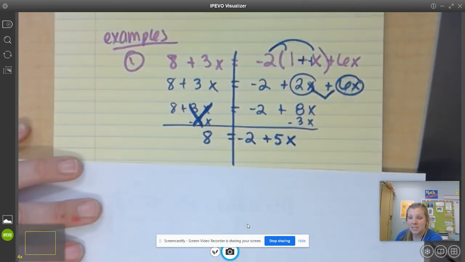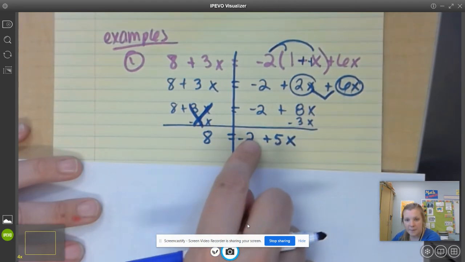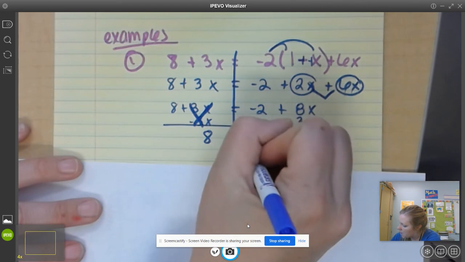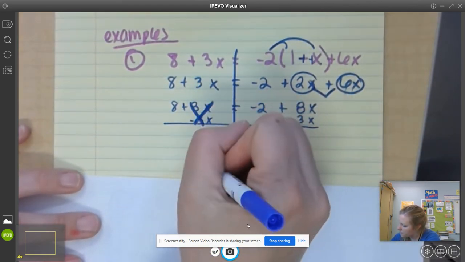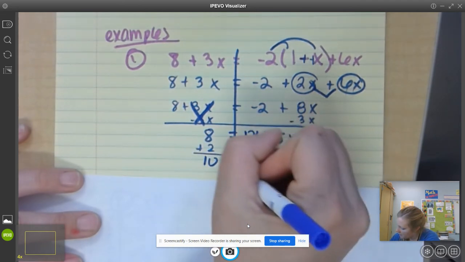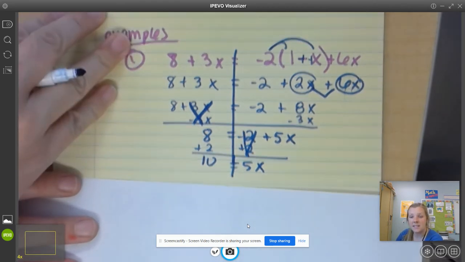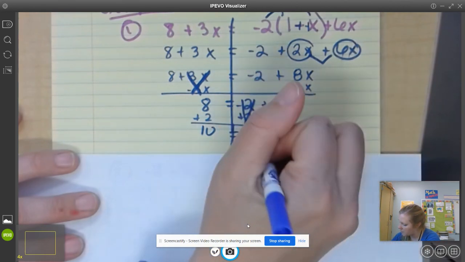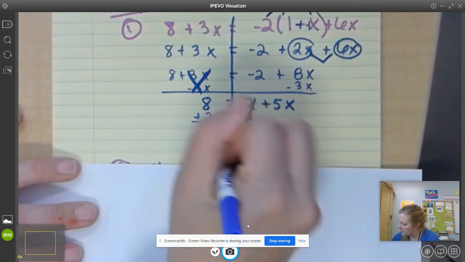Now, if you notice, this is a two-step equation, but I chose to gather all my x's on this side, so that means I need to move my numbers, the constants, to the other side. So to move a negative 2, I add 2, and 8 plus 2 is 10, and I'm left with 10 is equal to 5x. And then the last step is to multiply or divide. So this is a times 5. So I'm going to divide both sides by 5, and I get x equals 2.